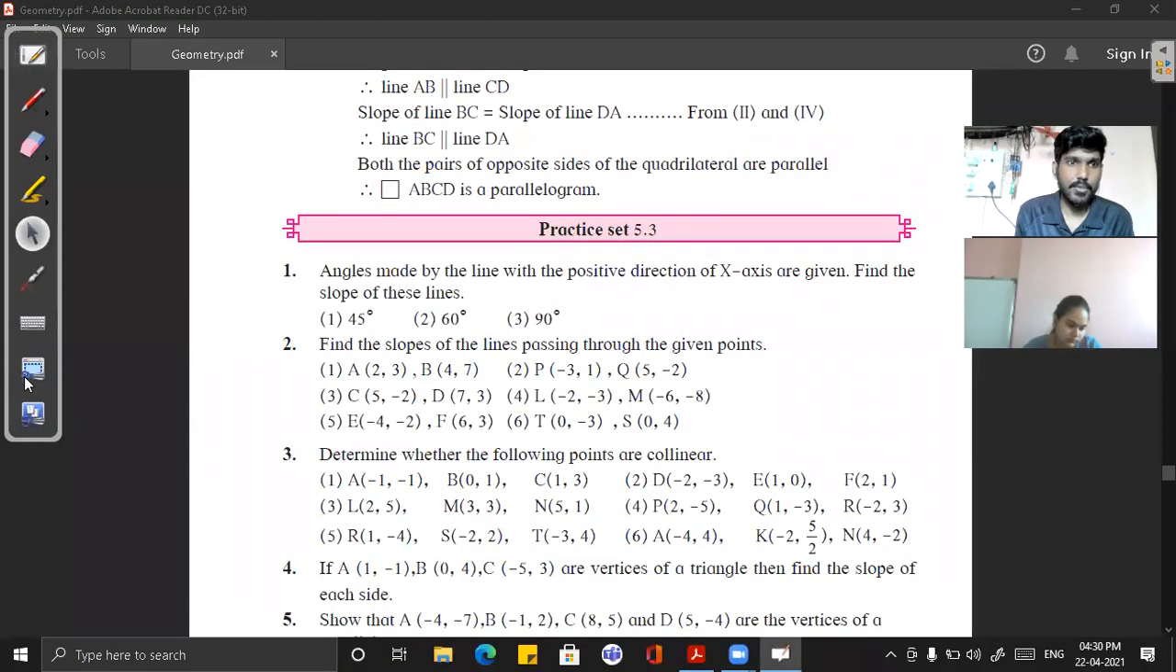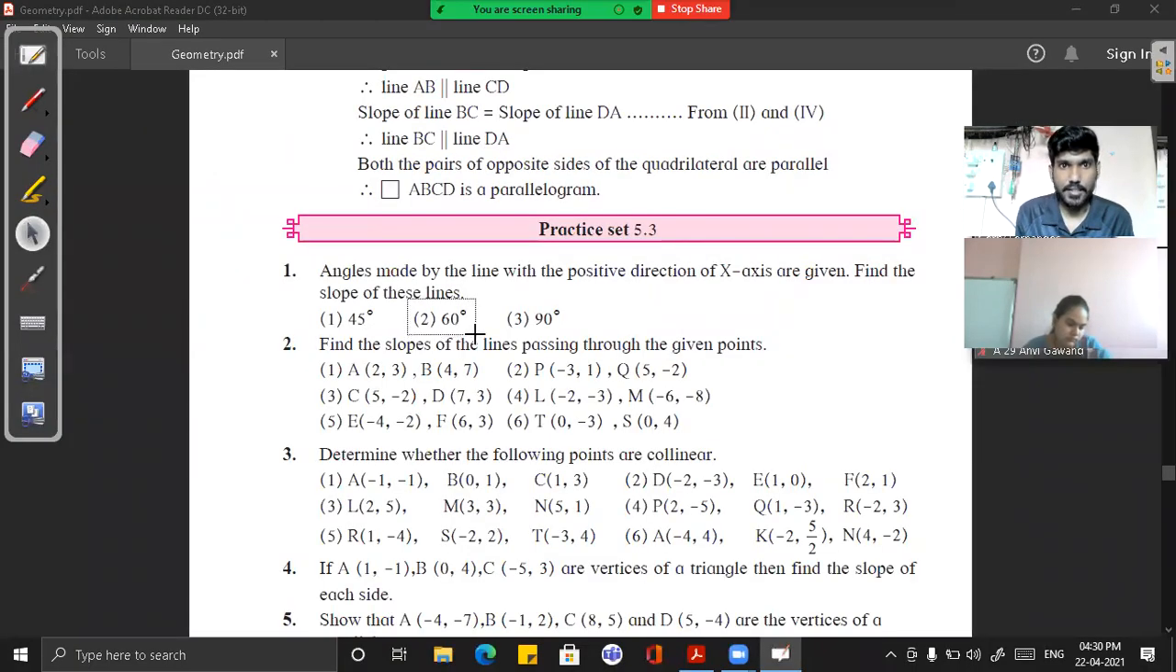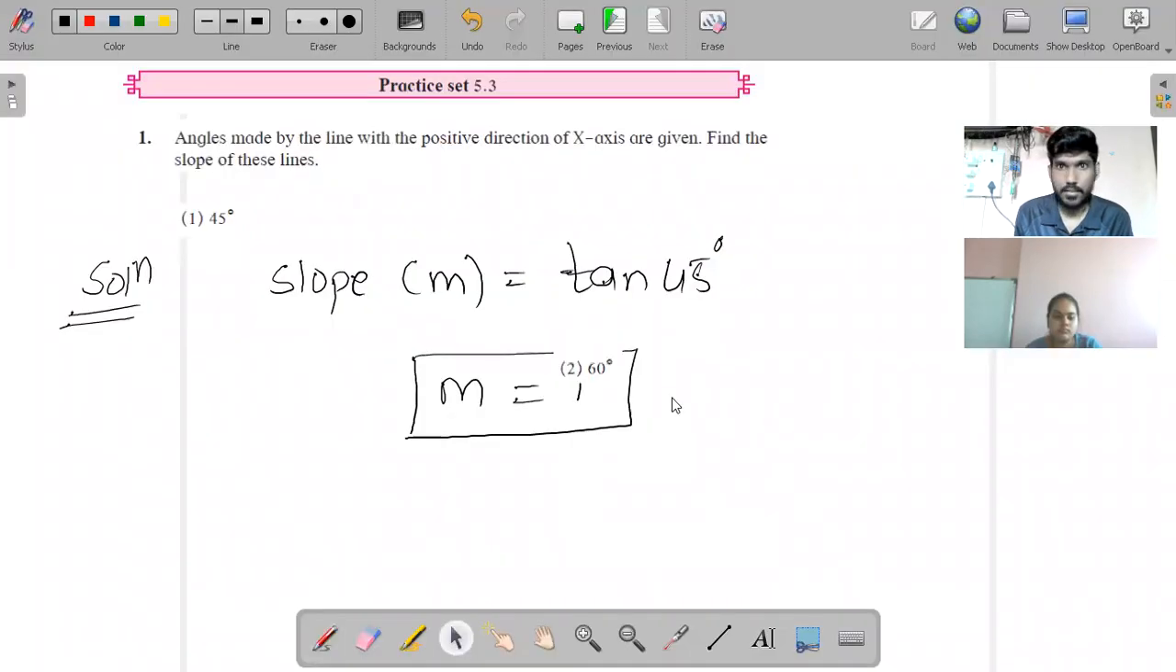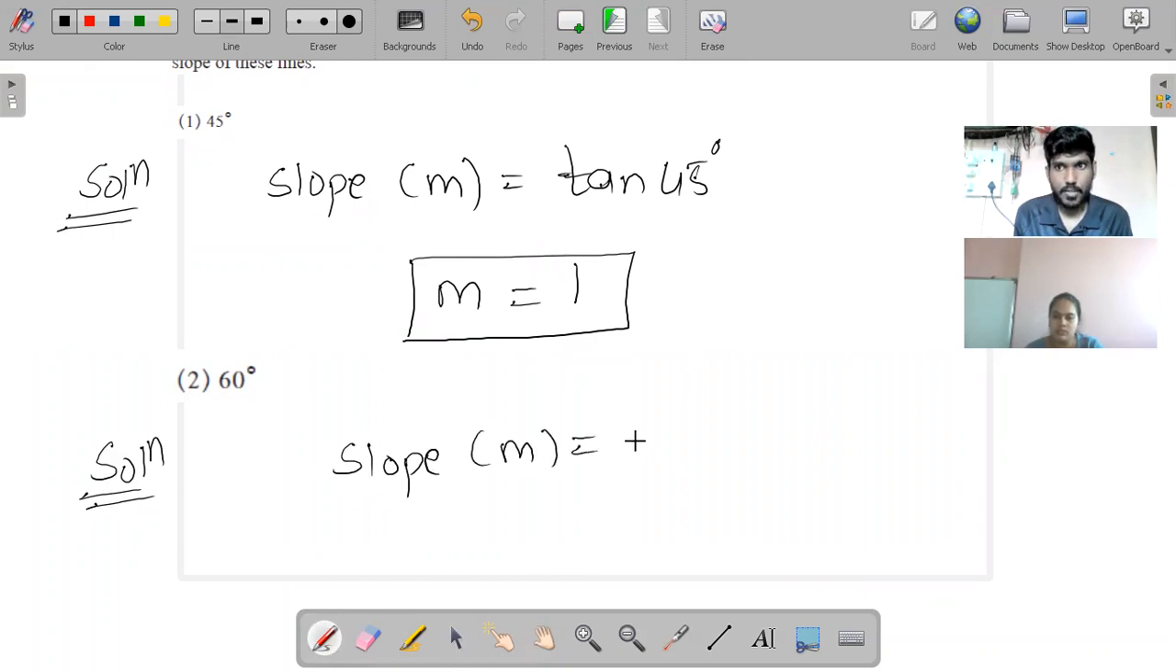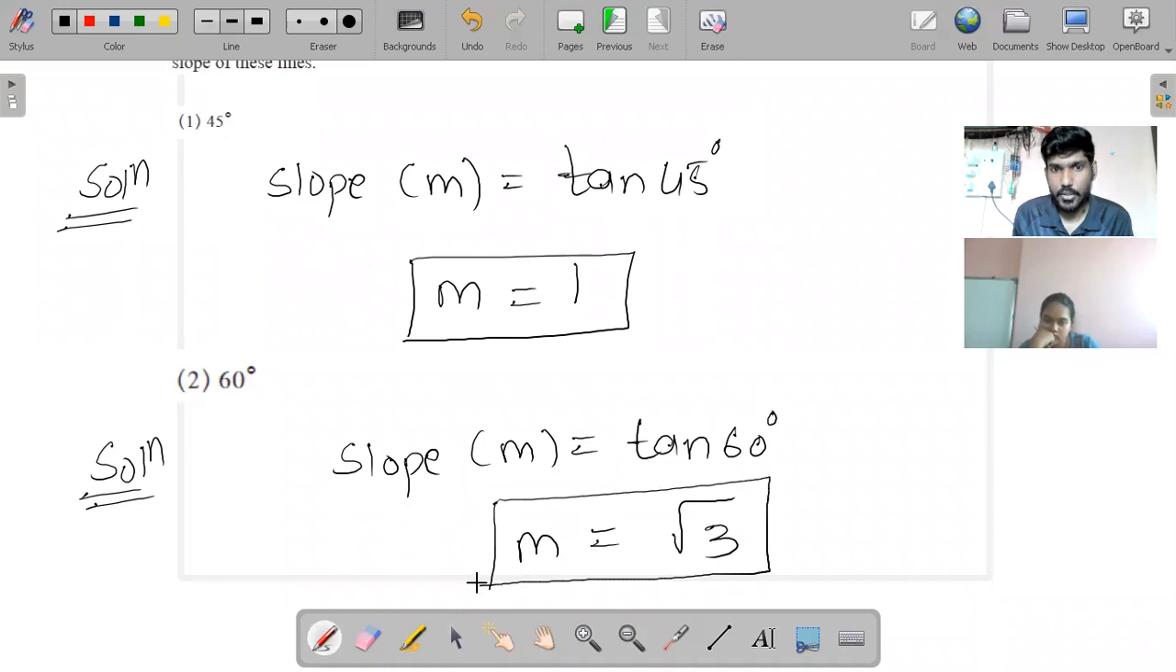Now in the exact same way we'll do the second one. The second one says 60. How much will it be? Only root 3. Yes, correct. So the slope is equal to tan 60 degrees, and we know tan 60 is root 3. So the slope of this line, m, is equal to root 3.